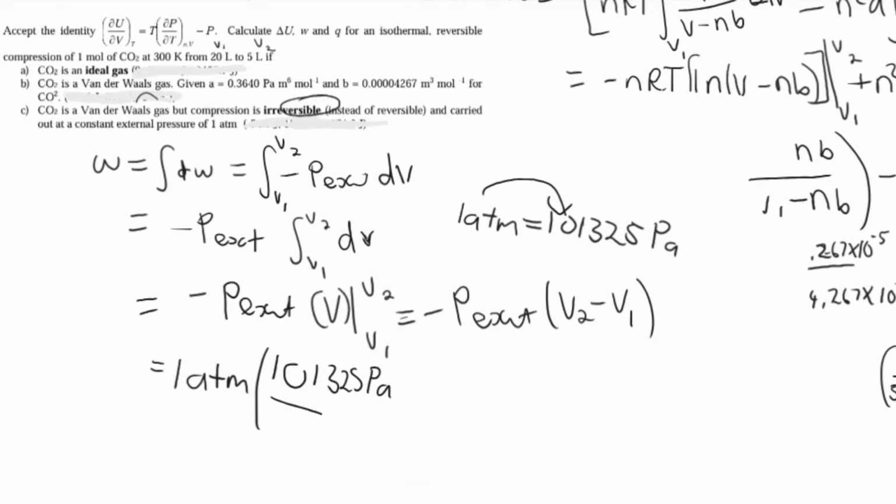And then this gives us what? We multiply this by what? We multiply this by our volumes. Our volume V2 is 5 times 10 to the power minus 3. Okay, we are forgetting a negative here.